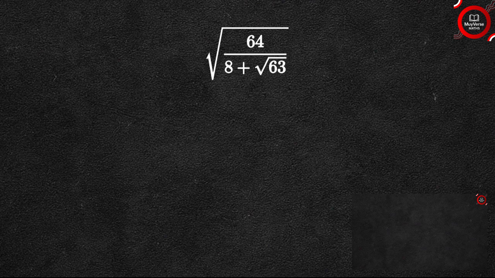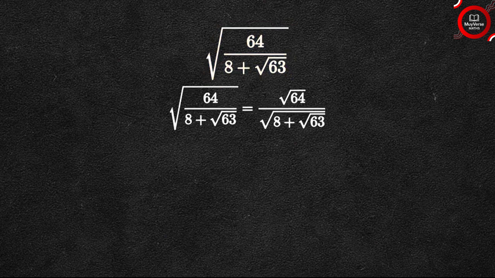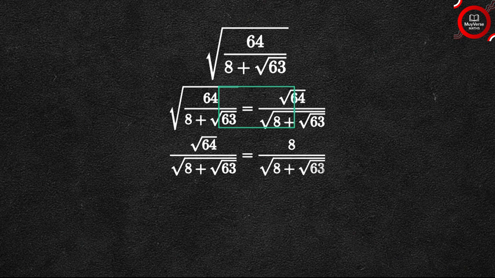Let's simplify the expression square root of 64 over 8 plus square root of 63. We'll go step by step. Step 1. Split the square root across the fraction. The numerator becomes square root of 64. Square root of 64 is 8. So we get 8 over the square root of 8 plus square root of 63.